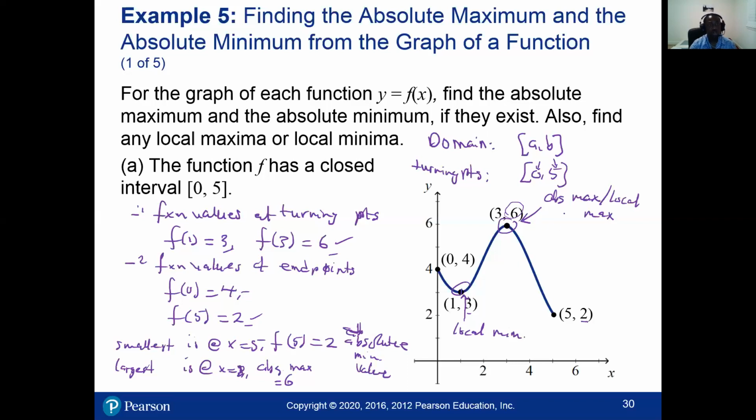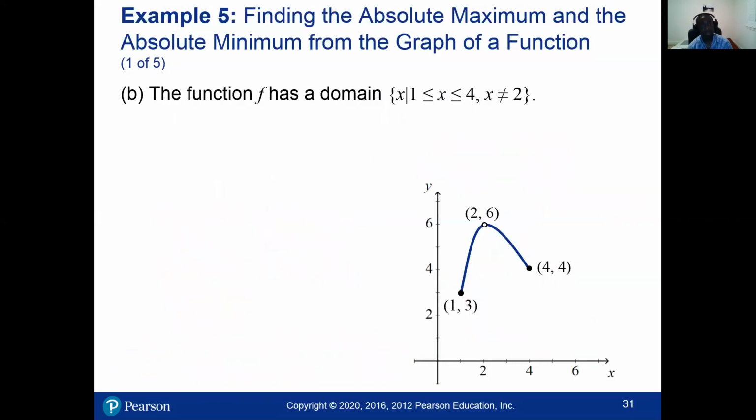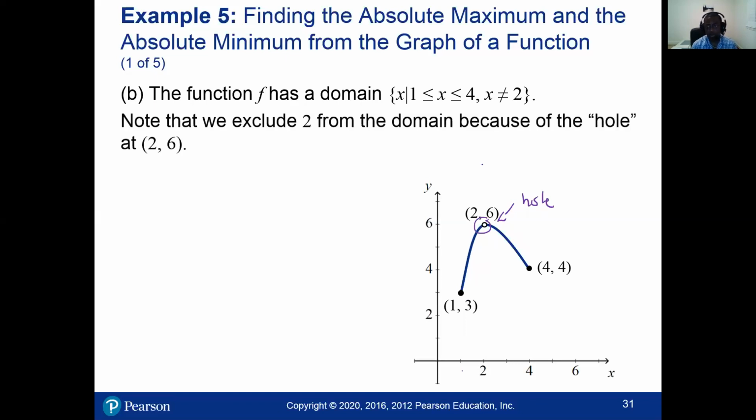Let's consider the next graph. For this graph, what is the domain? The domain is between 1 and 4 inclusive, but the value does not exist at one point because there's a hole in the graph. So you can say this is not continuous.